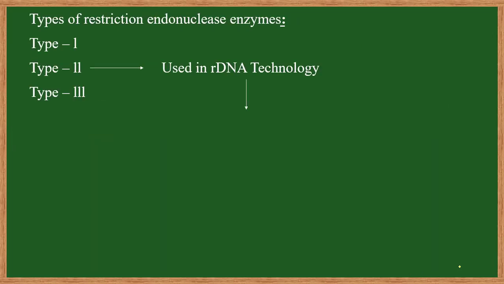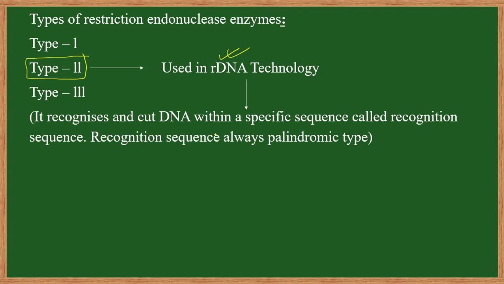Now we will see restriction endonuclease has 3 types, but in the rDNA technique we will use only the second type. This one will be useful for the rDNA technique. The role of type II is that it recognizes and cuts DNA within a specific sequence, and this specific sequence is called the recognition sequence. The recognition sequence is always palindromic type.